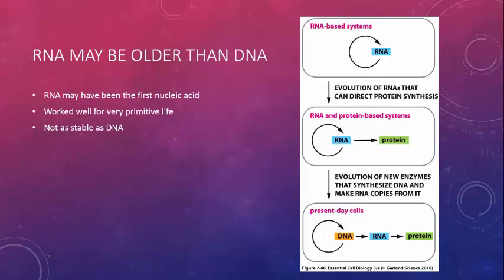Only when things start getting more complicated in the early prokaryotes could a more stable system, such as DNA with its modified sugar and base, be needed to sustain life. Not bad for a molecule we don't talk about all that often.